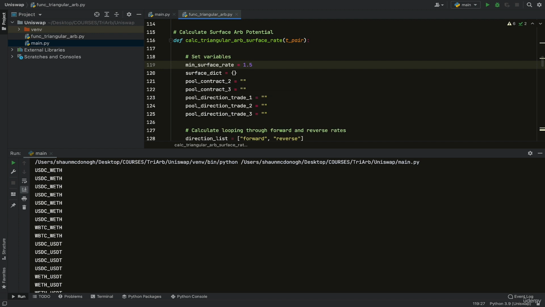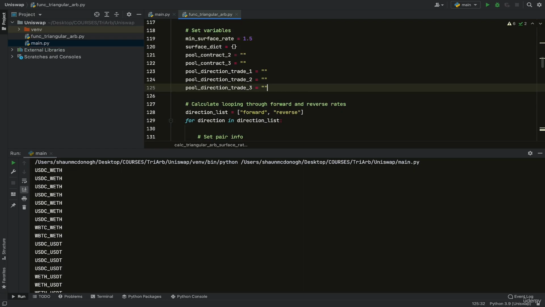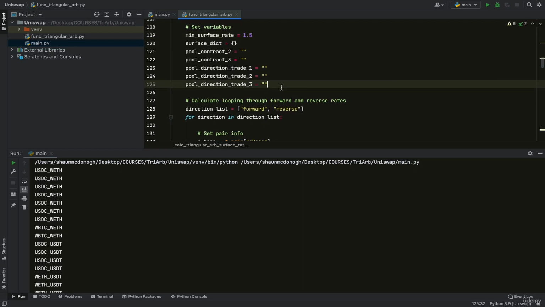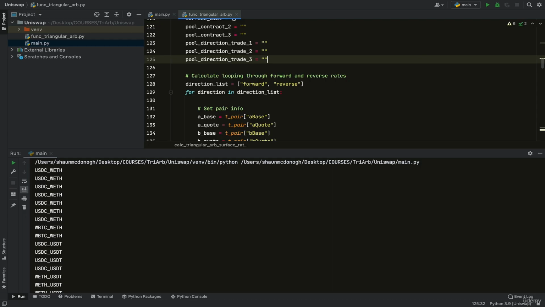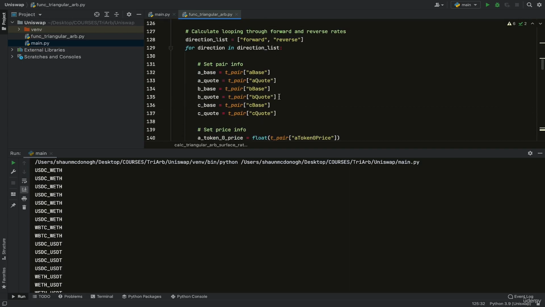And then we've got the contracts. So contract 2, contract 3, this is related to the pool. And then also the direction of the trade. Is it base to quote or quote to base? Exactly what we had before when we were going through the centralized approach. And we need to do this for forward and reverse. So we're looping through each forward and reverse, and we're doing the same calculations essentially with that.